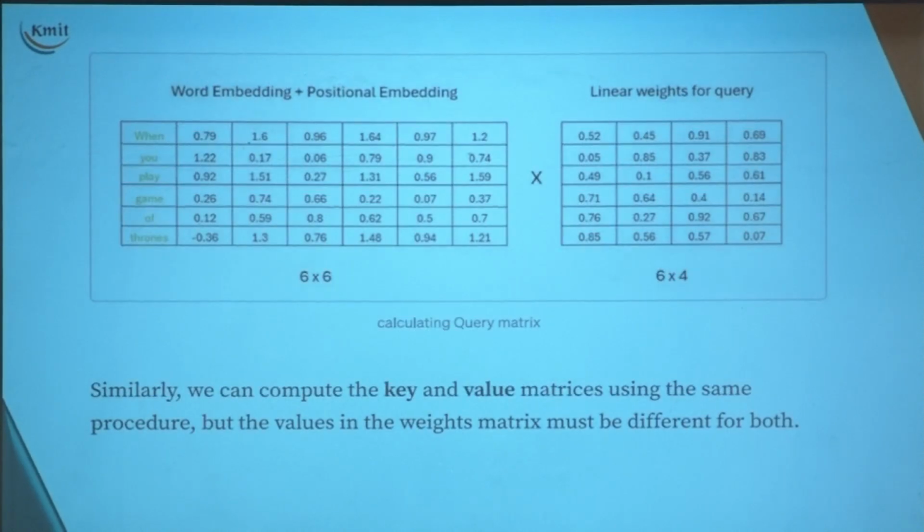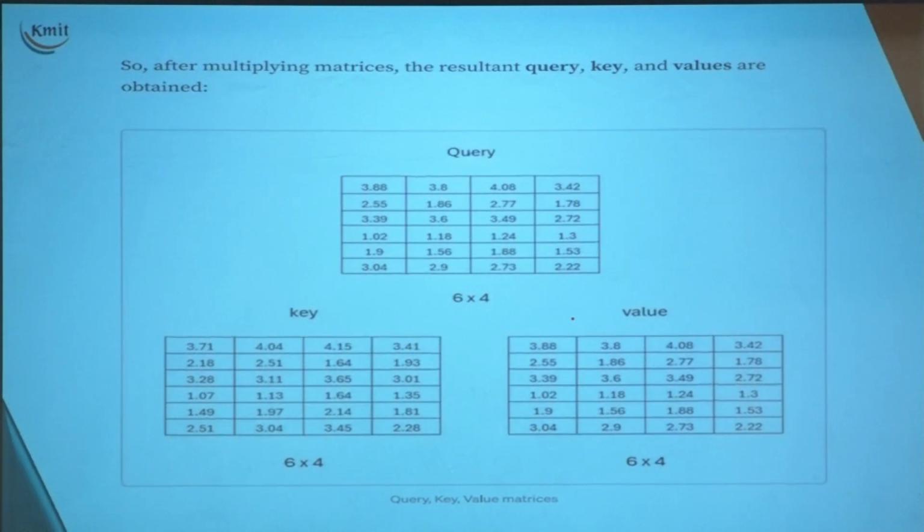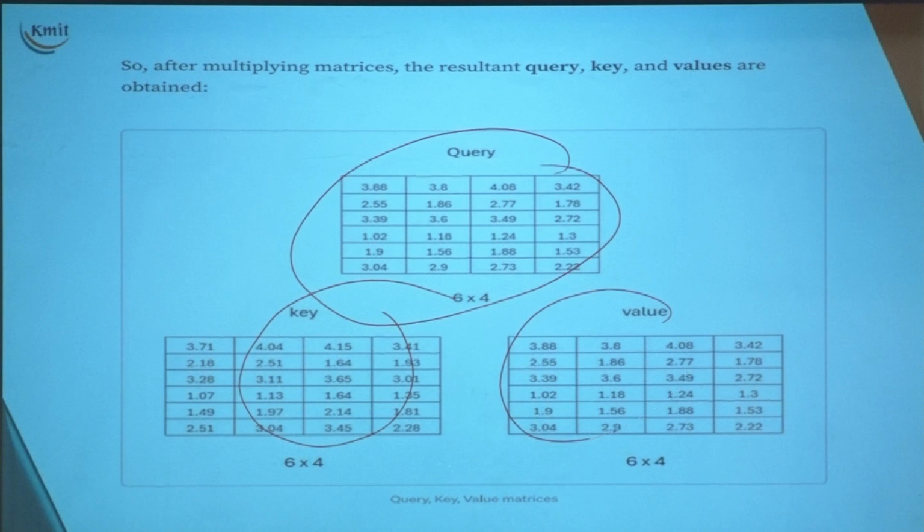Okay. Now this is that X that I got, which is multiplied with what? Weights for query. What do you mean by weights for query? WQ. Similarly, this is X into WK. This is X into WV. So when I am multiplying, I generate what? Query, key, value. That is Q, K, V.